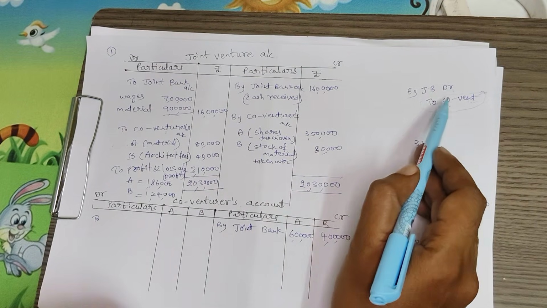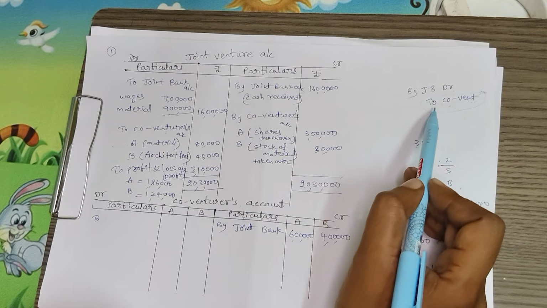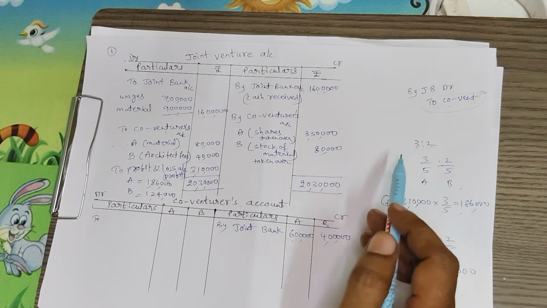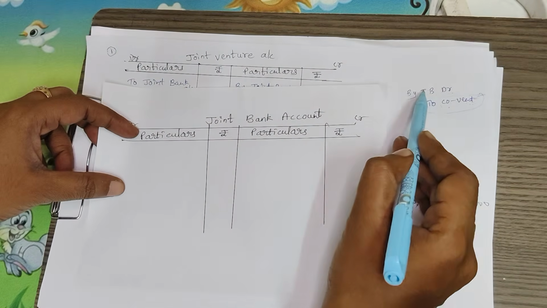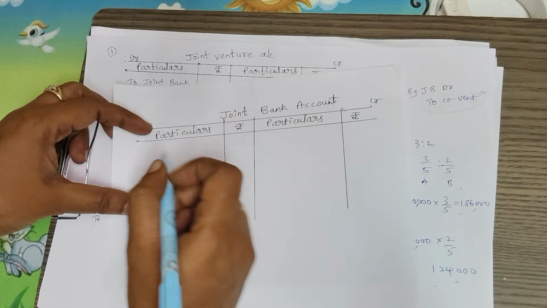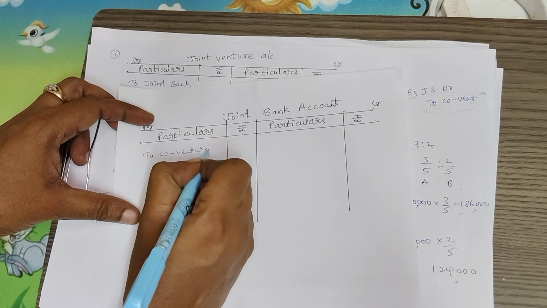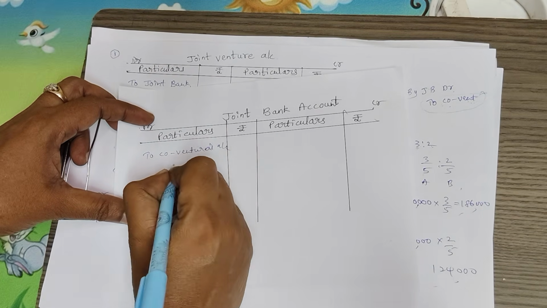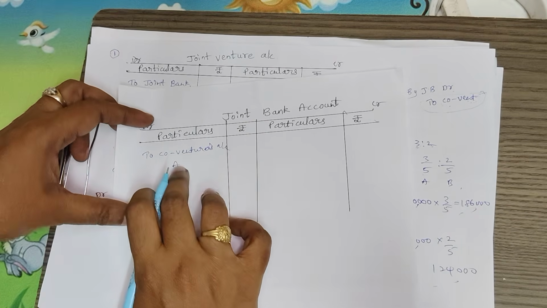Okay, so in the co-venturers account we are writing by joint bank account. In the joint bank account we will write to co-venturers account. See here, we have a third account. That is the joint bank account. So in the joint bank account what should we write? To co-venturers account. Who are the co-venturers? A and B. So what is the amount deposited by A? 6 lakhs.